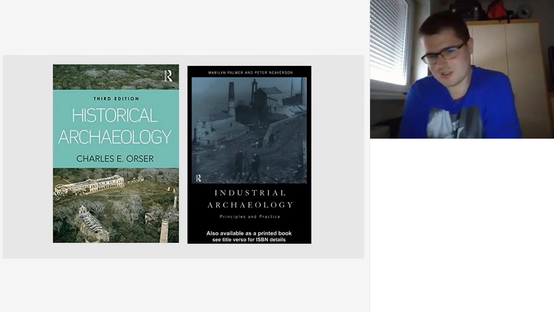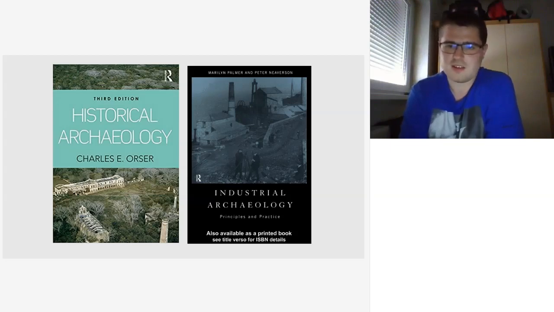So I read these two books, one from Charles Orser and Principles and Practice of Industrial Archaeology from Palmer and Neverson, and I was immediately fascinated. This was an important influence, especially since though we had lectures in industrial archaeology in our master's program, it was never as clearly defined as I wanted it to be.